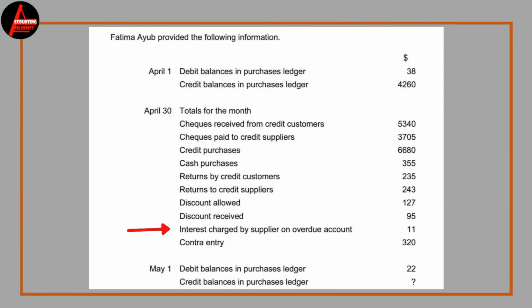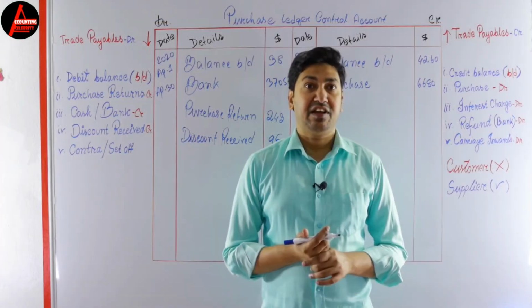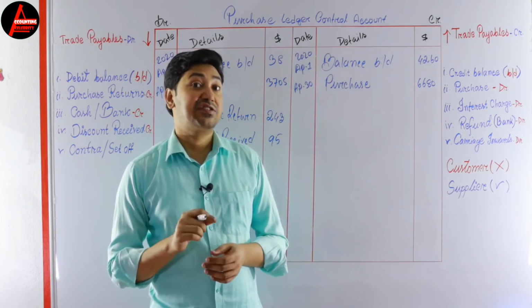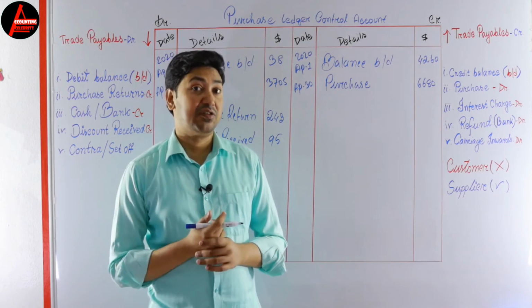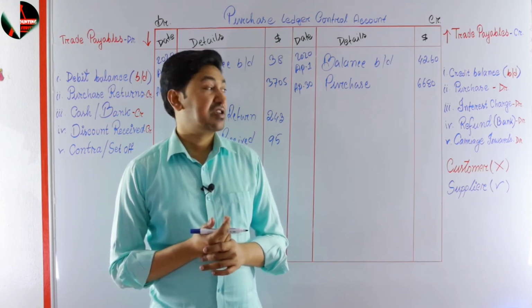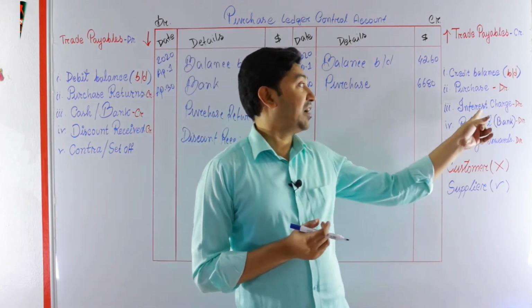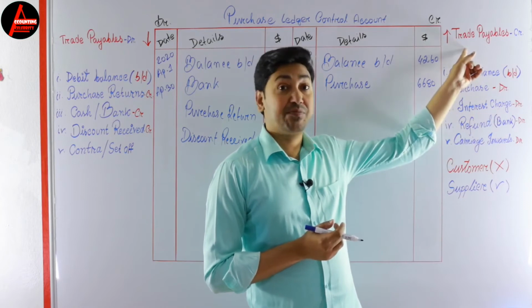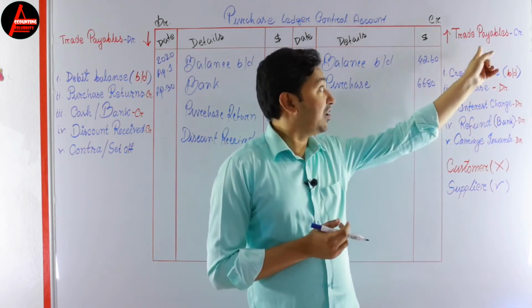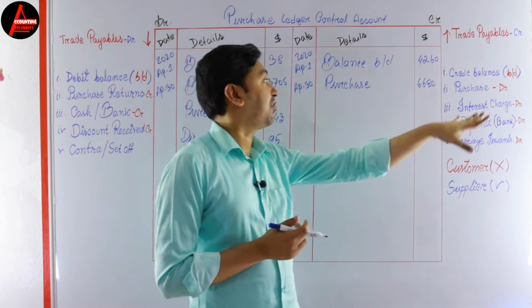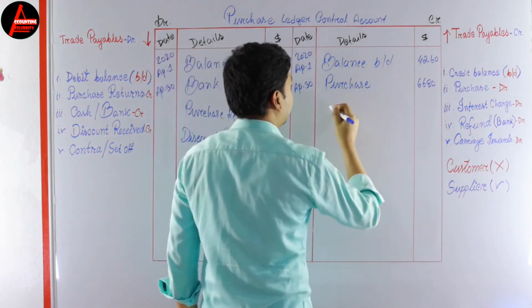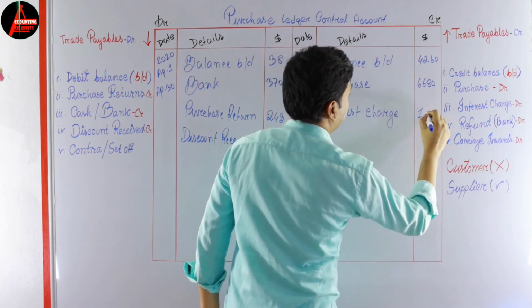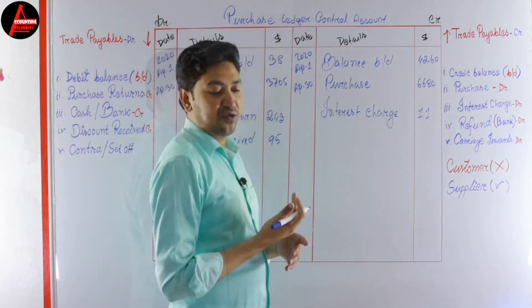Next one, what is written? Interest charged by supplier on overdue account. So you could not pay your supplier. What happened then? Your supplier charged interest on your overdue amount, which is $11. So interest charge, which side does it come? It comes in the debit side. It's an expense for the business. That is why it is debit, and trade payables are credited. We are doing the trade payables account. It is credit, so we have to record in the credit side. Let us write here interest charge $11.